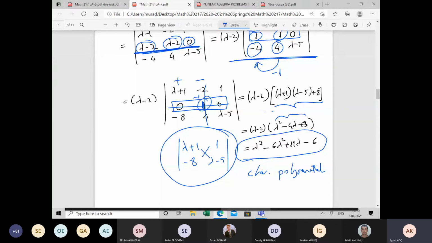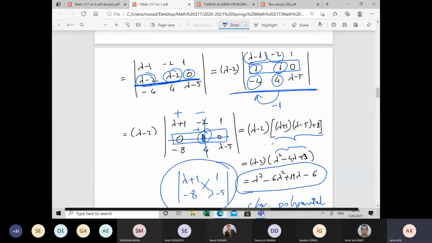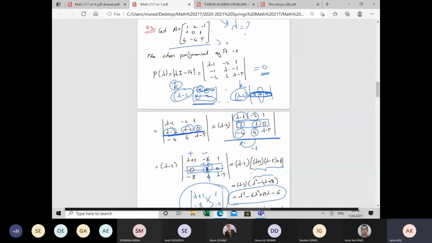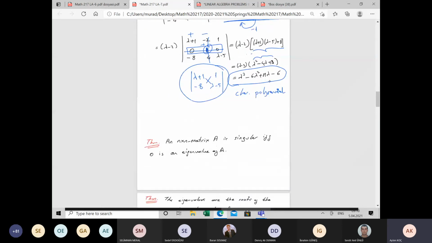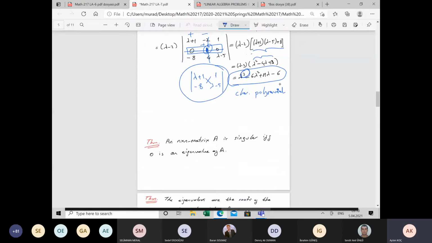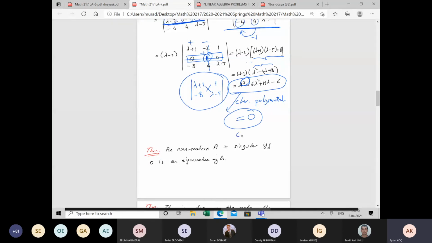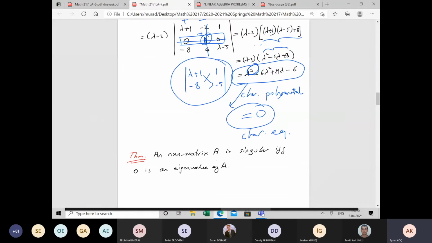And let's come back, our matrix A is 3 by 3, and we obtain a polynomial of degree 3. It's okay? And if this one is 0, right, so we obtain the characteristic equation. Find the roots of the characteristic equation. So we obtain lambda 1, lambda 2, lambda 3, the eigenvalues. It's okay. That's all. Yes.